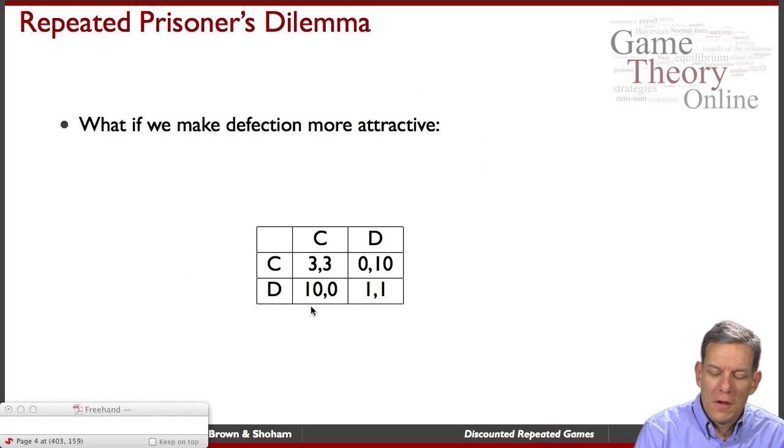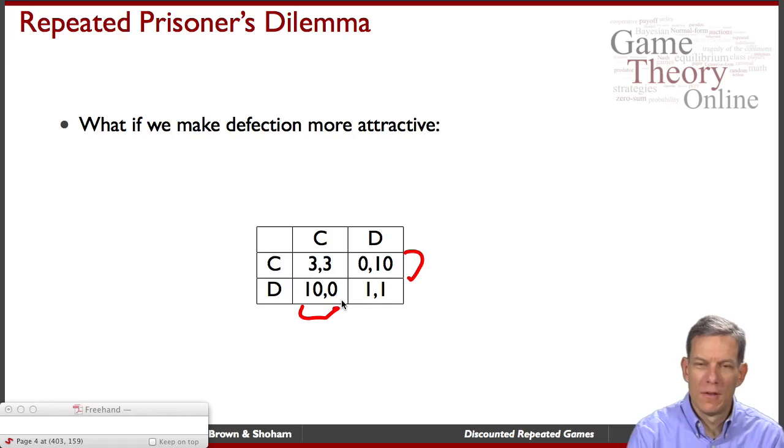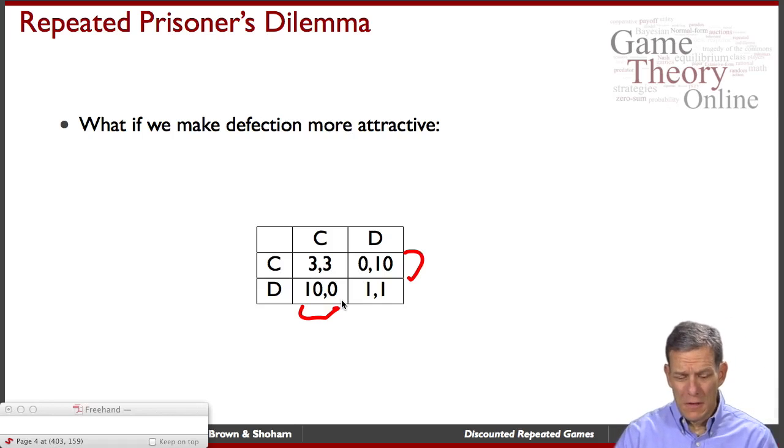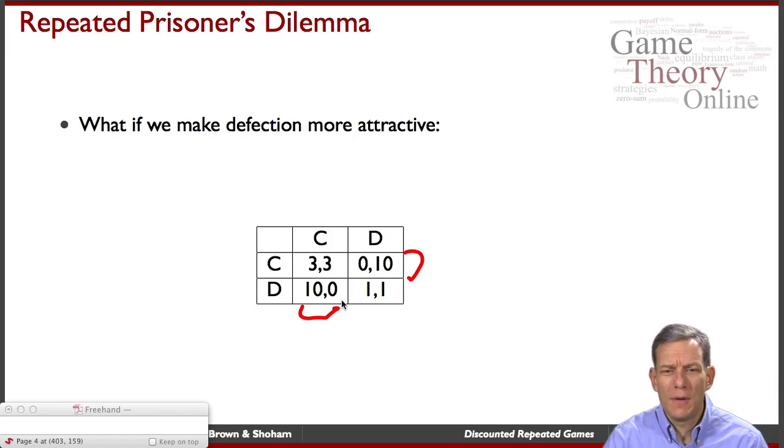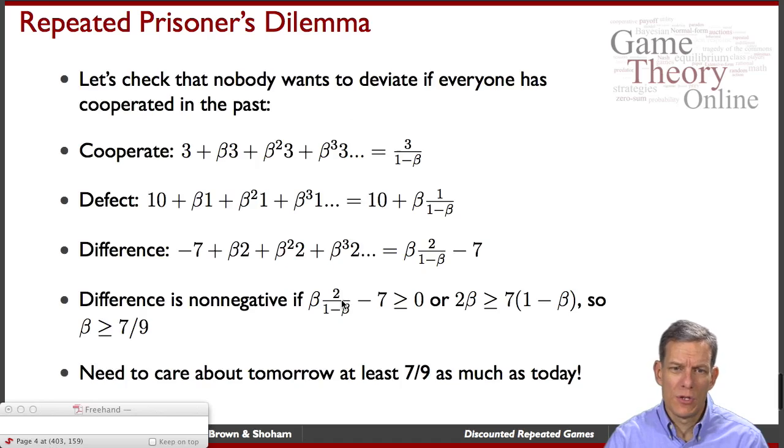So now let's try and make defection a little bit more attractive, right? So instead of 5, we'll make it worth 10 to defect. So now defection looks really attractive. What has to happen? Well, we can go through the same exact calculations we just did, but we're just going to change the numbers, right?